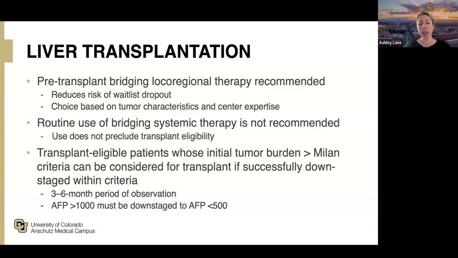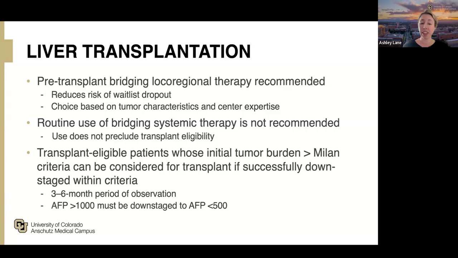And then you'll hear us sometimes talking about downstaging patients. So patients who are otherwise transplant eligible, if their initial tumor burden is outside Milan criteria, we can consider transplant if we downstage them within criteria. And these are carefully selected patients. So again, they need that trial period of observation, at least 3 to 6 months of observation, to allow us to monitor that tumor biology.